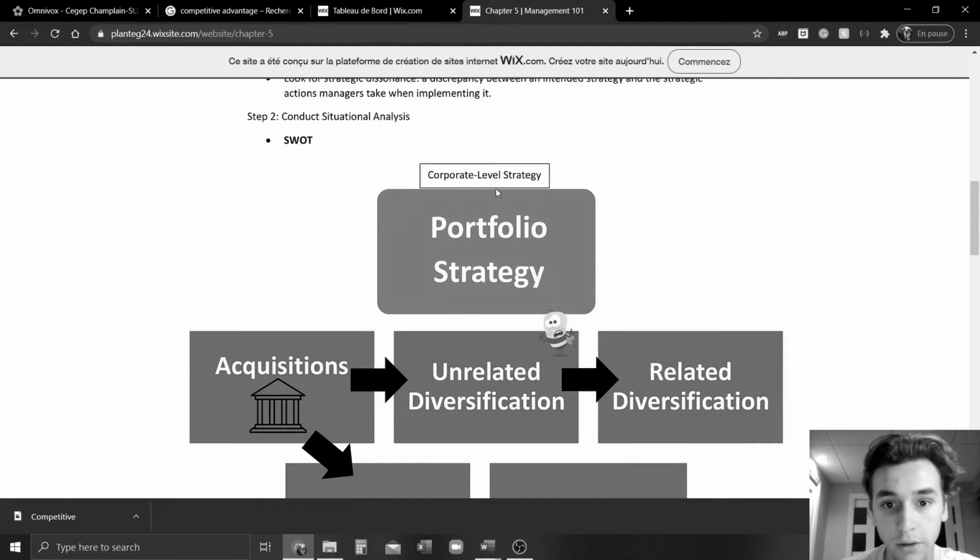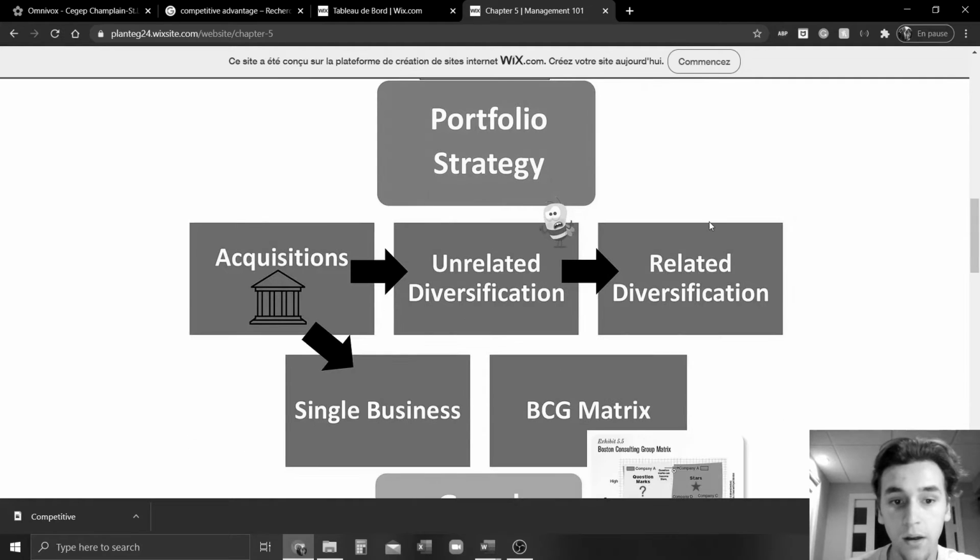So here are some strategies. At the corporate level, you can use a portfolio strategy. So you can do acquisitions, just like an investor, either unrelated diversification or related diversification. Unrelated is when you're buying companies from other industries. Fun fact, when you're buying about 10 companies from 10 different industries, it is almost impossible for you to lose money. So some businesses do so because they have the financial capacity to do so, and it provides them with some passive income.